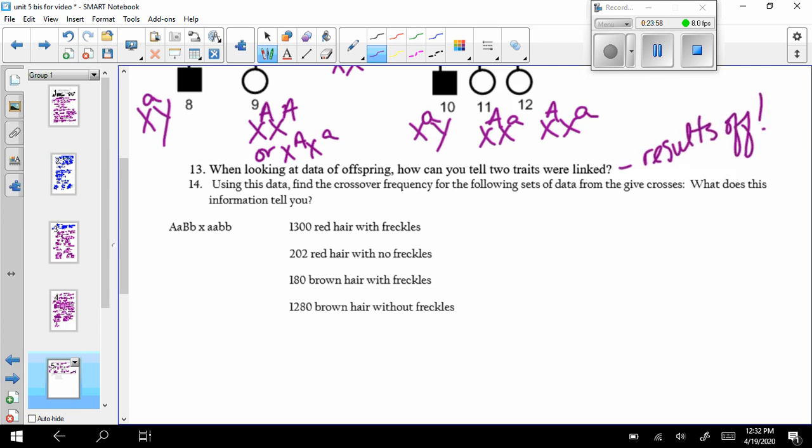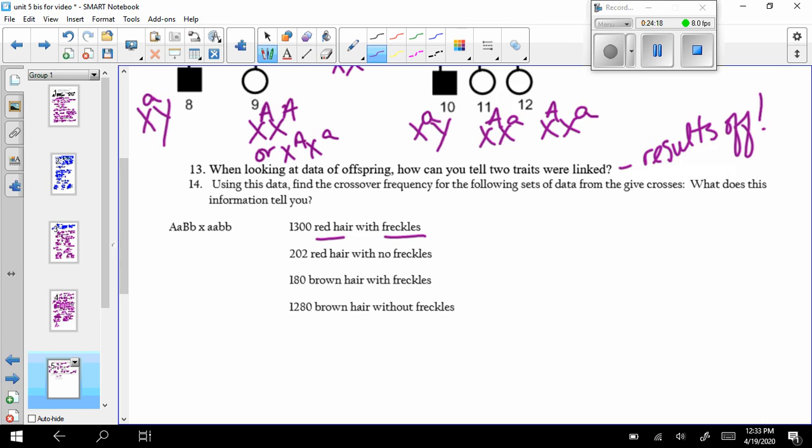Like drastically off. You're going to see it here in these numbers. Using this data, find the crossing over frequency for the following sets of data for the crosses. What does this information tell you? So see how the red hair with the freckles, we've talked about red hair and freckles multiple times, so we already knew that this trait was linked.